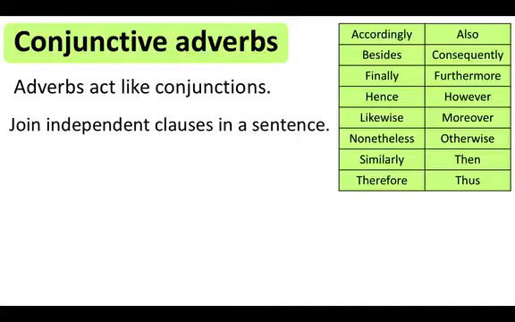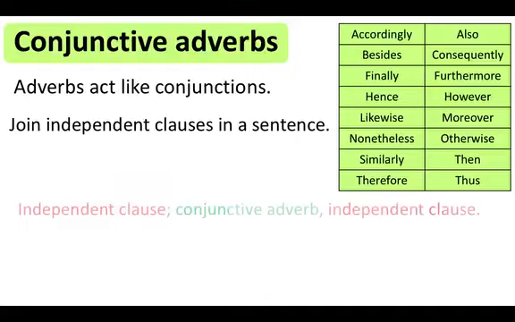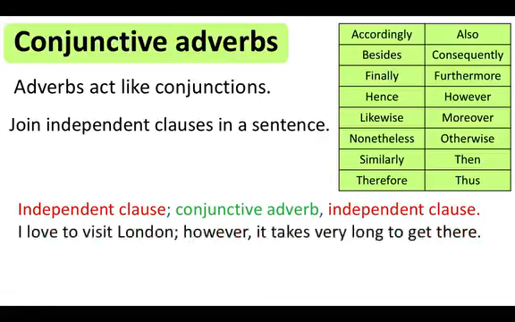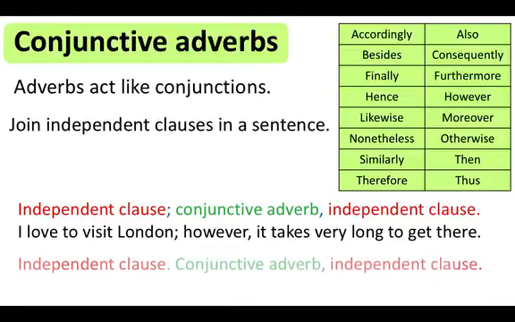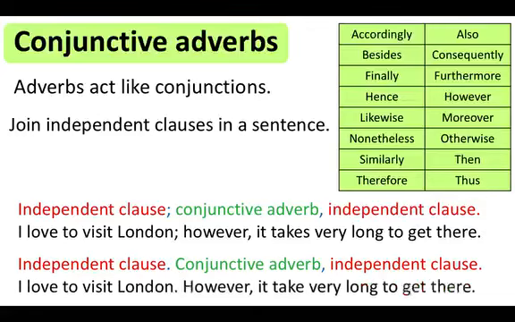So there are 2 ways we can write these sentences. We can use a semicolon before the conjunctive adverb followed by a comma. For example, I love to visit London, however it takes very long to get there. The second way of writing the sentence is we have a full stop following the initial independent clause and then a comma after the conjunctive adverb. For example, I love to visit London, however it takes very long to get there.